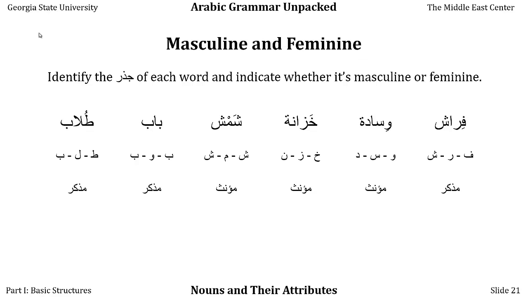Tullab, students, their root is ta, lam, ba, which means to request. Students are requesters. And it's mudhakkar. Any group of people that has even one man in it is masculine. It has to be a group made up entirely of women and girls for it to be feminine in Arabic.